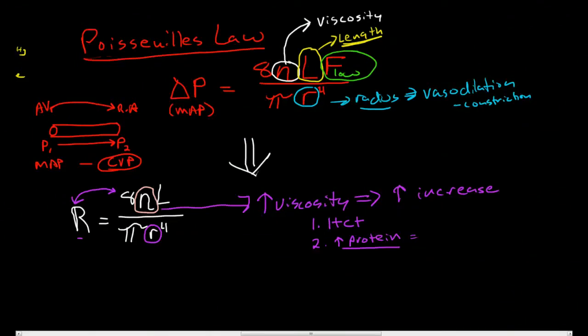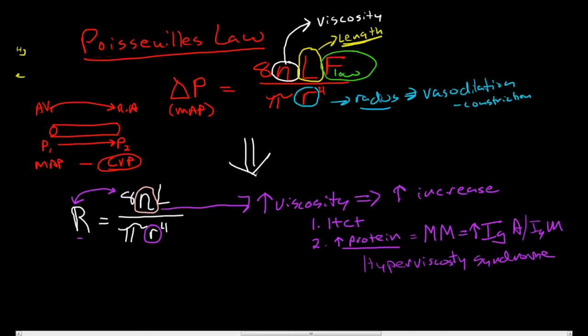For instance, multiple myeloma is a malignancy of plasma cells, and it can cause increased levels of immunoglobulins like immunoglobulin A and immunoglobulin M, and this can cause what's called a hyperviscosity syndrome. Another disease that I'm aware of is called Waldenstrom macroglobulinemia, which causes a similar increased concentration of immunoglobulins, causing this hyperviscosity syndrome. Again, this is just because there are way too many proteins in the blood.